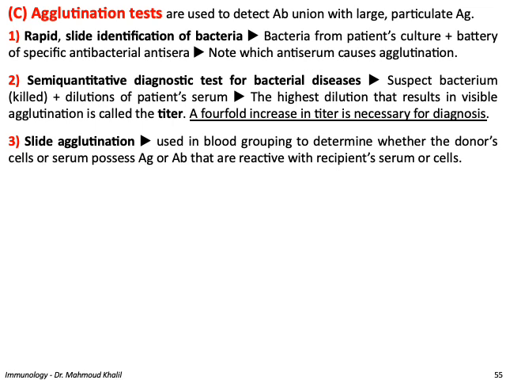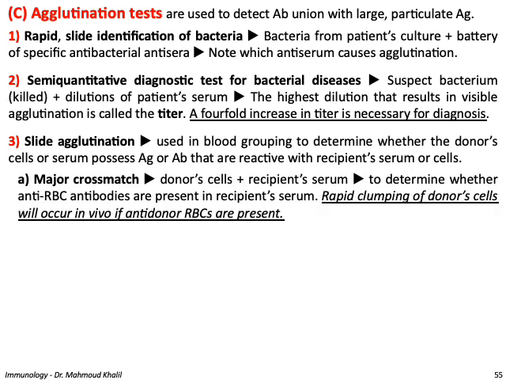Slide agglutination is used in blood grouping to determine whether the donor cells or serum possess antigens or antibodies that are reactive with recipient serum or cells. There is a major cross-match, when the donor cells plus the recipient serum are used to determine whether anti-RBC antibodies are present in the recipient serum.